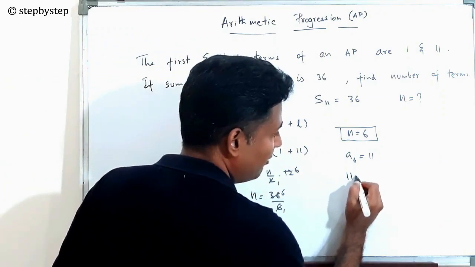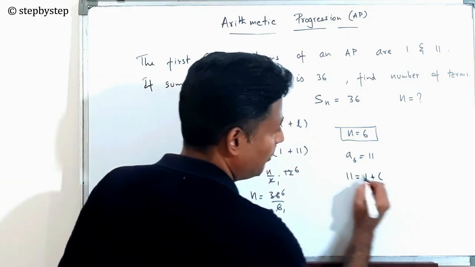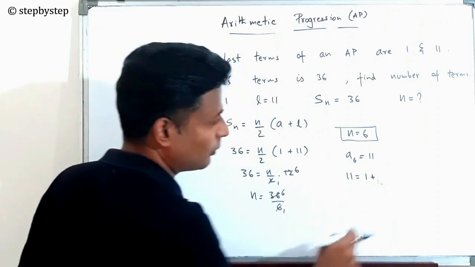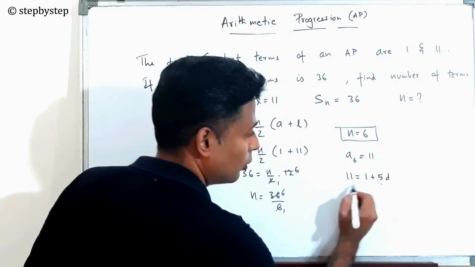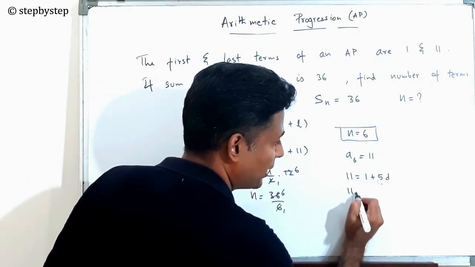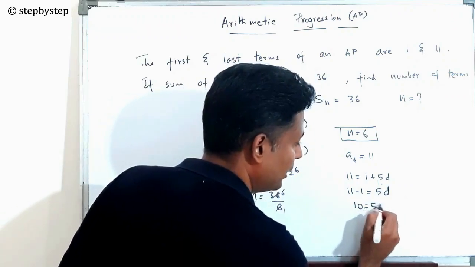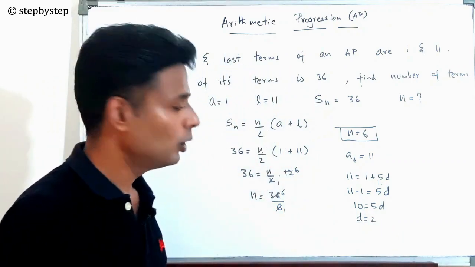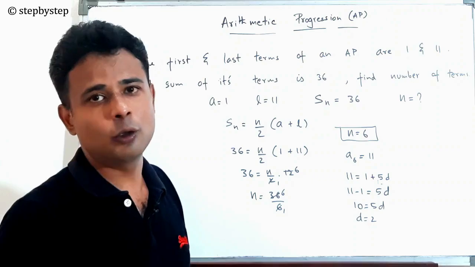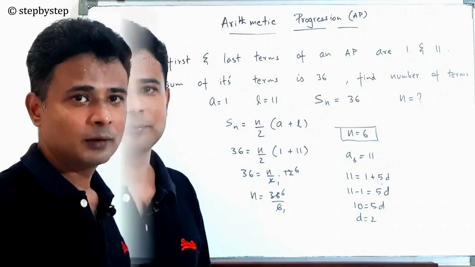A of n is 11. A of n equal to A, that is 1, plus (n minus 1) D. n is 6, 6 minus 1 is 5, D. So I bring this 1 this side, it becomes 11 minus 1 equal to 5D, 10 equal to 5D. So D equal to 10 by 5, that is 2. So what is the common difference? 2. So you could have found D as well.